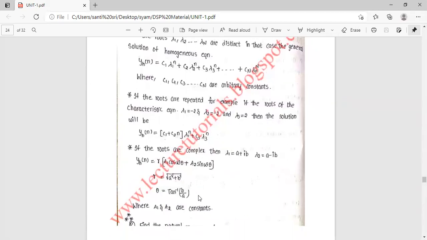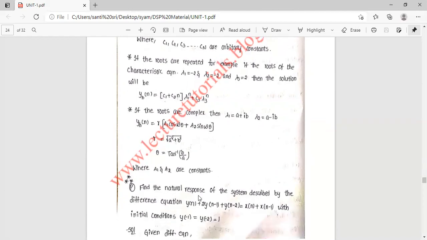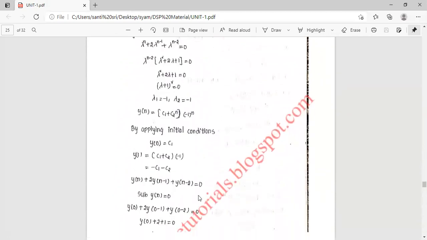If the roots are complex, that is lambda 1 equal to a plus ib and lambda 2 is a minus ib, then the solution will be yh of n equal to r into (a1 cos omega theta plus a2 sin omega theta), where r is nothing but square root of a square plus b square, here a and b are constants, and theta is tan inverse of b by a. Okay, so like this we can solve some problems also.